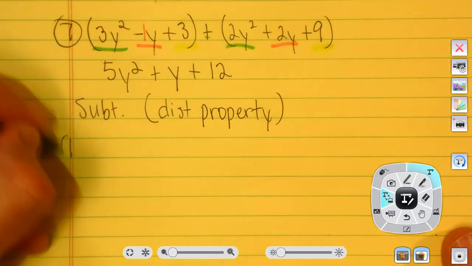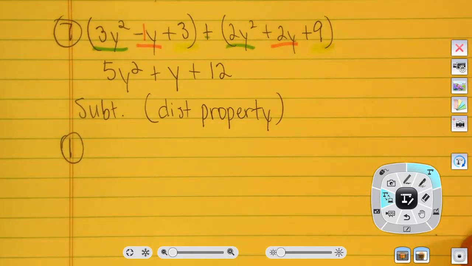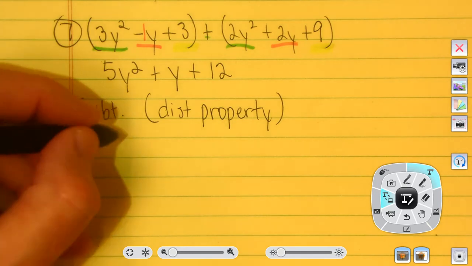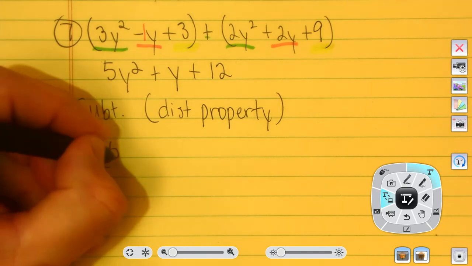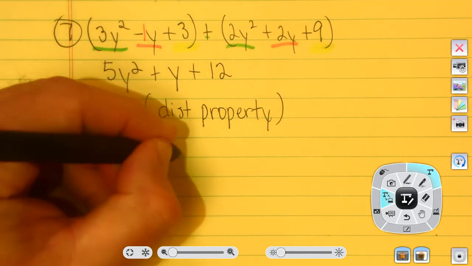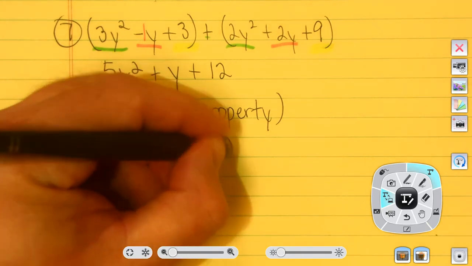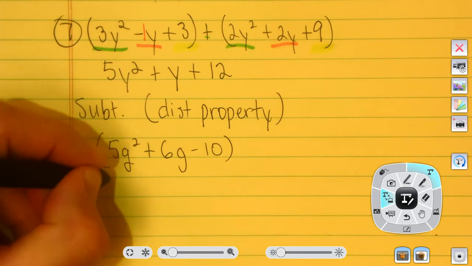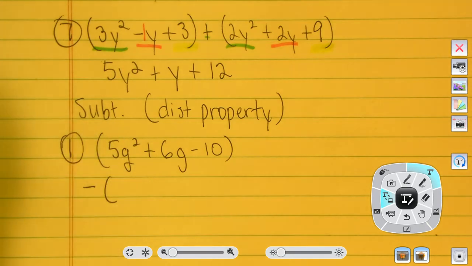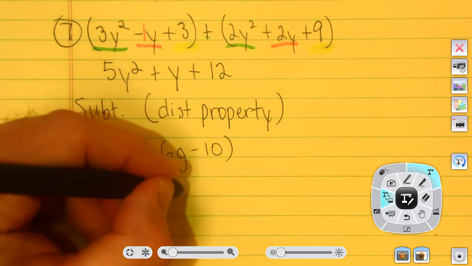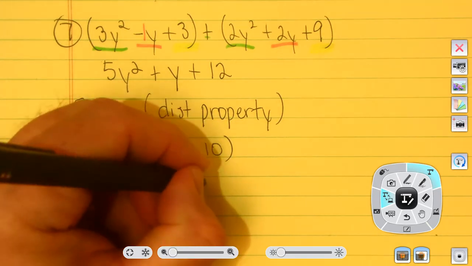Write down number 1 there underneath problem number 9 on the handout. Again, it's in a vertical format, and it's going to be written this way. 5g squared plus 6g minus 10. And we're going to subtract from that. Here's my subtraction sign. 2g squared plus 2g plus 9.